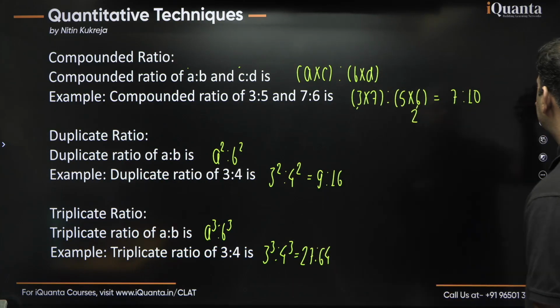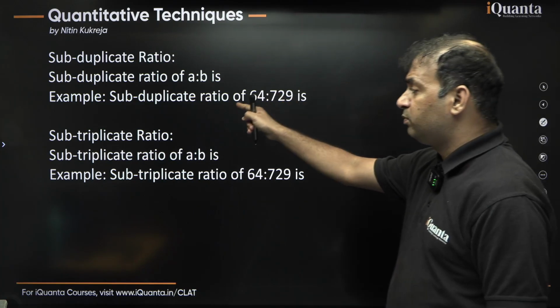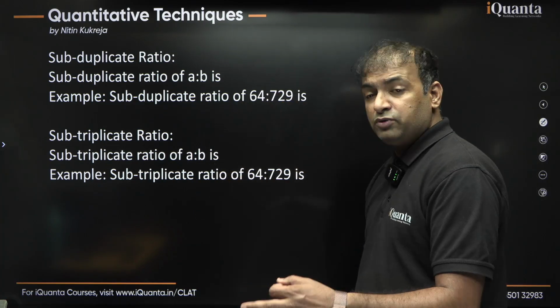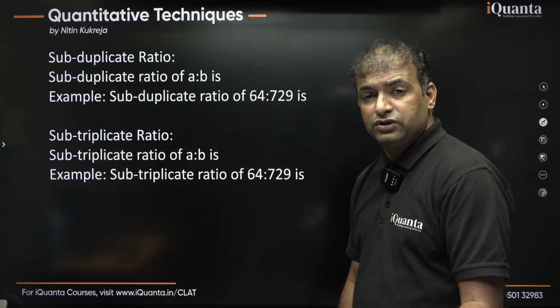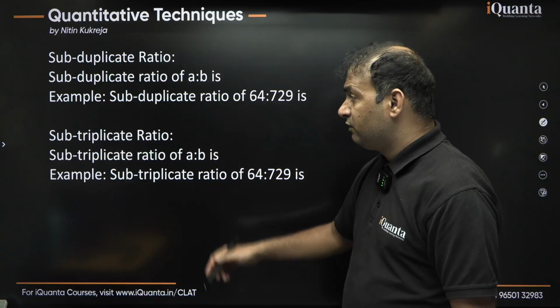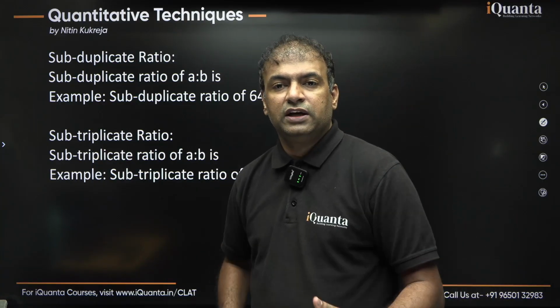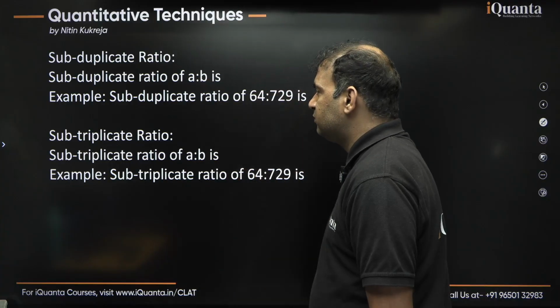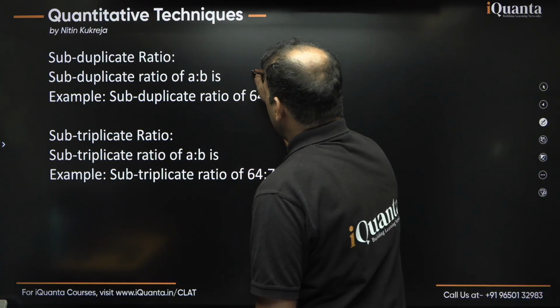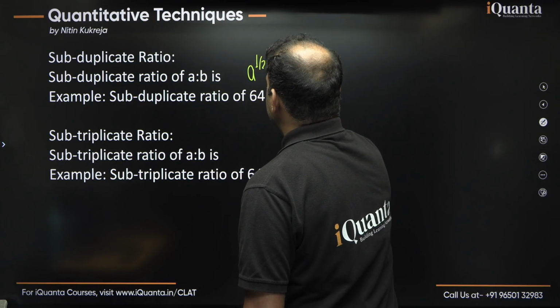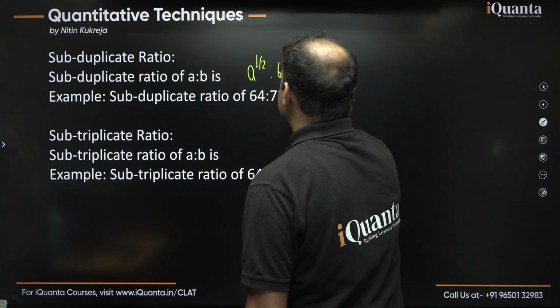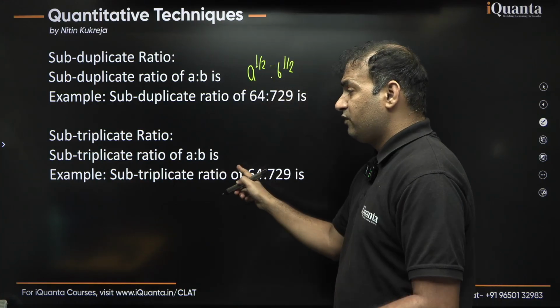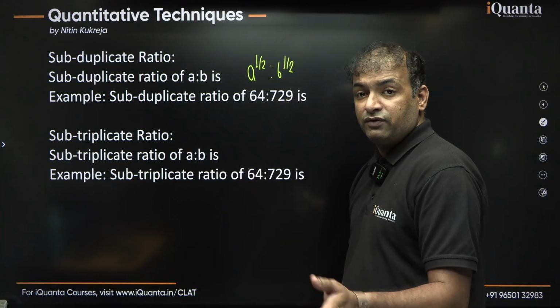Similarly, guys, we have two more kinds of ratios which are called subduplicate and subtriplicate. So subduplicate is nothing, you can say, just the reverse of duplicate. Guys, in duplicate ratio we found the square. In subduplicate ratio we're finding the square root of them. So if you have to find the subduplicate of A is to B, it should be what? Square root of A is to the square root of B. Simple as that, right?